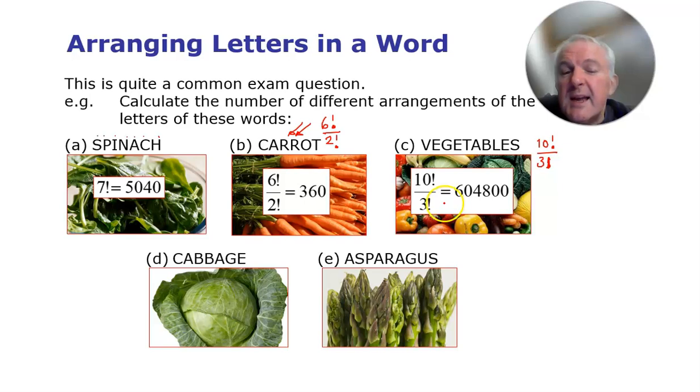And this is all this is. It's like counting how many different ways of arranging letters in a word. Cabbage. What can you do with cabbage? Well, you've got C-A-B. Oh, I've got 2 A's and I've got 2 B's. And so how do I deal with that?